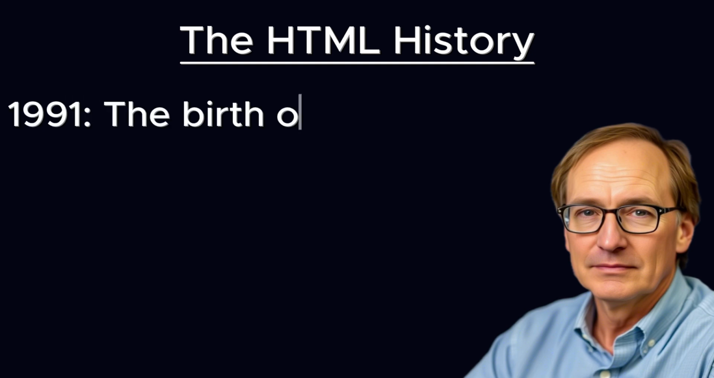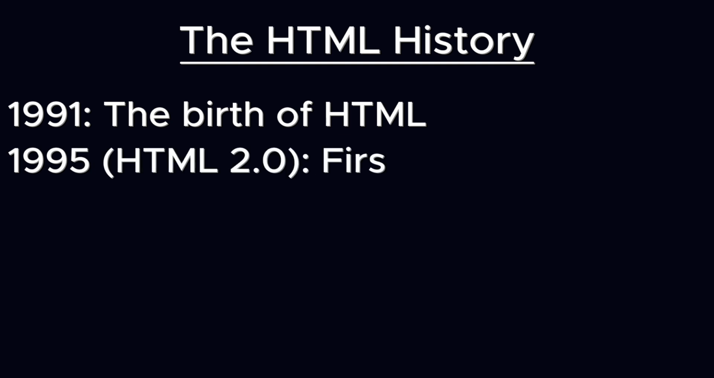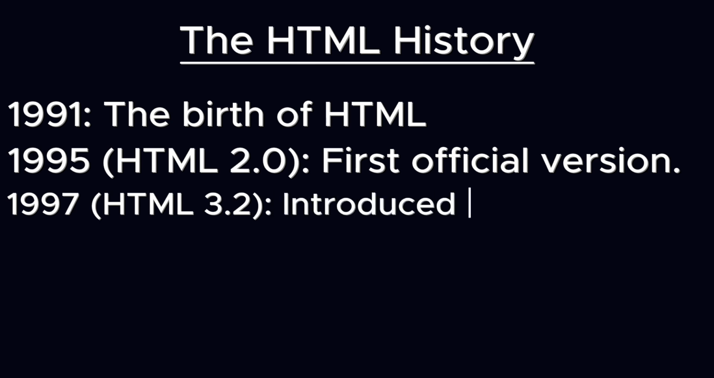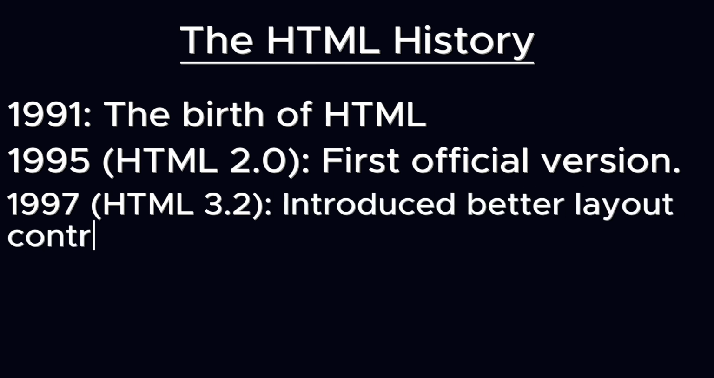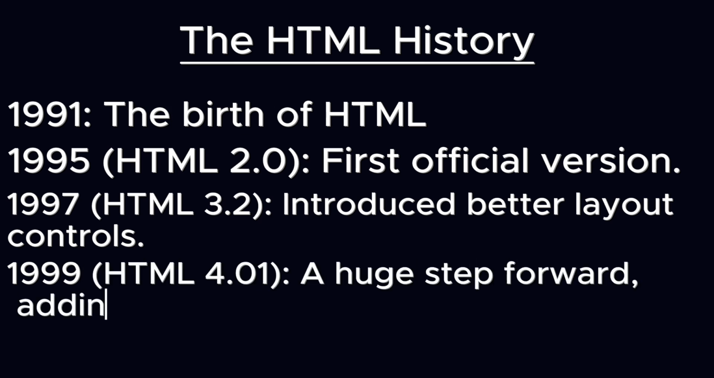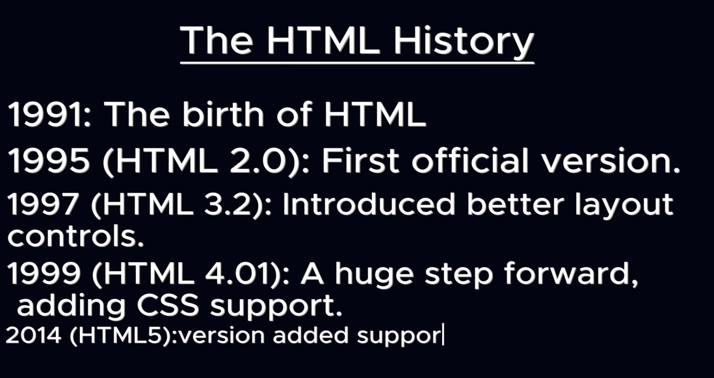1991, the birth of HTML. Whoa, that's old. 1995, HTML 2.0, first official version. 1997, HTML 3.2, introduced better layout controls. 1999, HTML 4.01, a huge step forward, adding CSS support. 2014, HTML5, the game changer. This version added support for videos, animations, and mobile-friendly features.